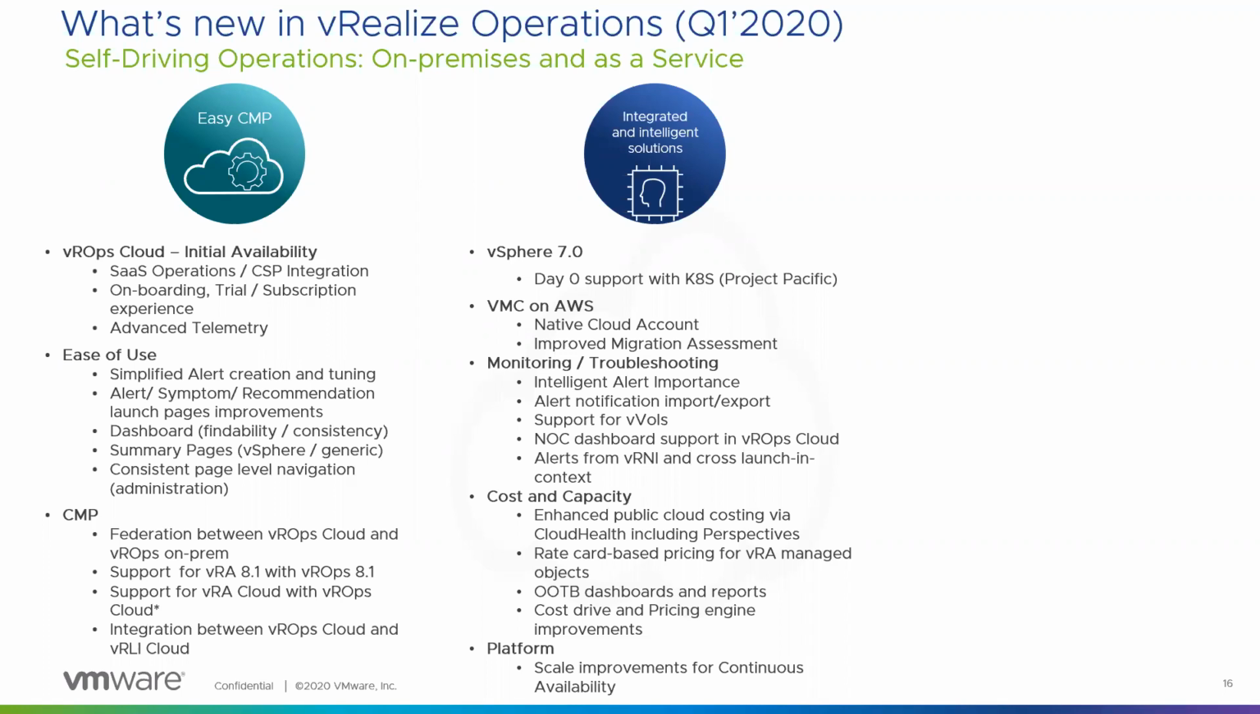Another big use case that the customers use vROPs for is cost and capacity. And as you might have seen in last couple of releases, we integrated with Cloud Health, which is our public cloud offering for managing the pricing and costing, and we integrate it with the Cloud Health to get all of the costing related stuff, whether it's from public cloud or private cloud or hybrid cloud, so that you can take a better data-based decision, right? And then there are, of course, certain improvements onto the cost drive engine, as well as there is rate card-based pricing for VRA managed objects.